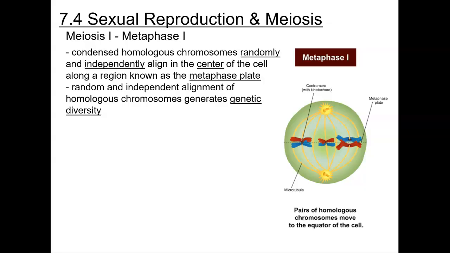That's why every egg that's created and every sperm that's created is going to be genetically diverse. So you can have two parents that have, let's say, 10 kids, and they all will have some similar traits, but they all will be genetically different because of all of this genetic diversity.